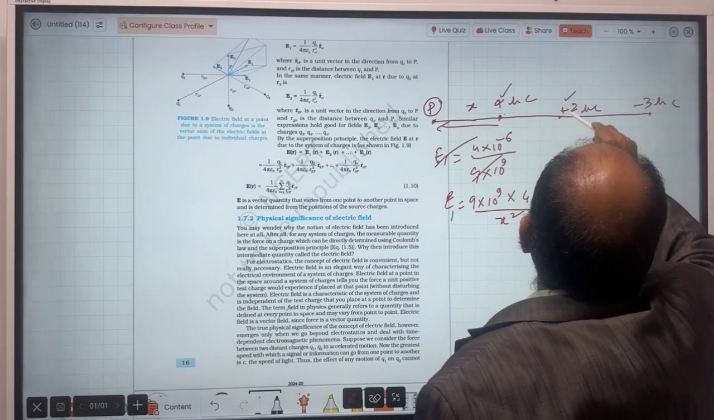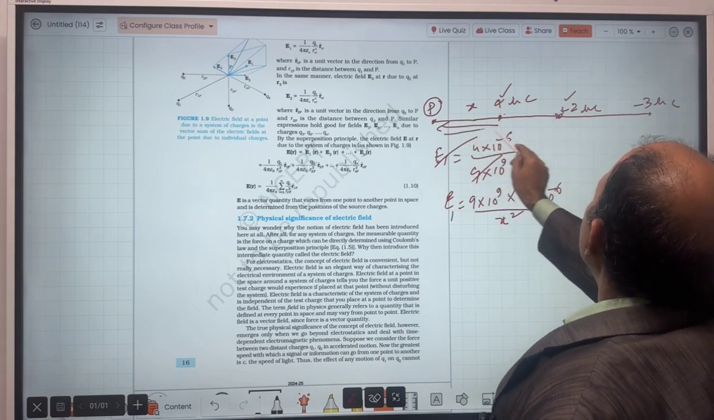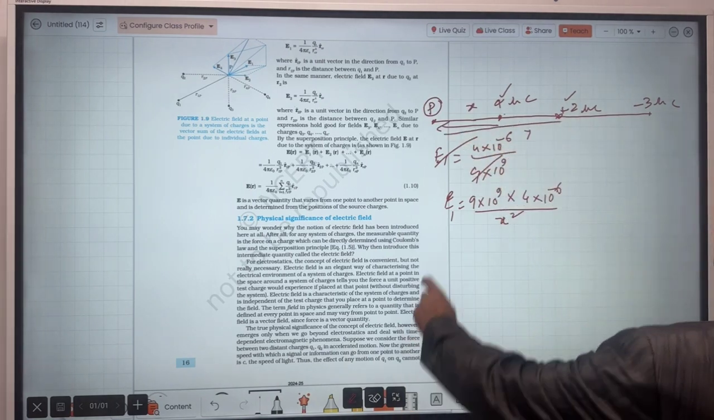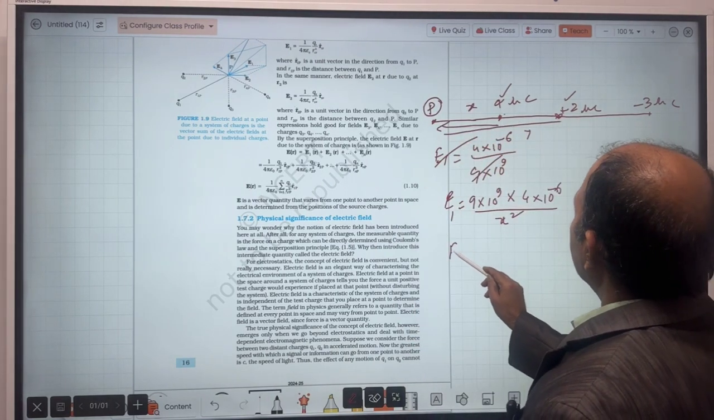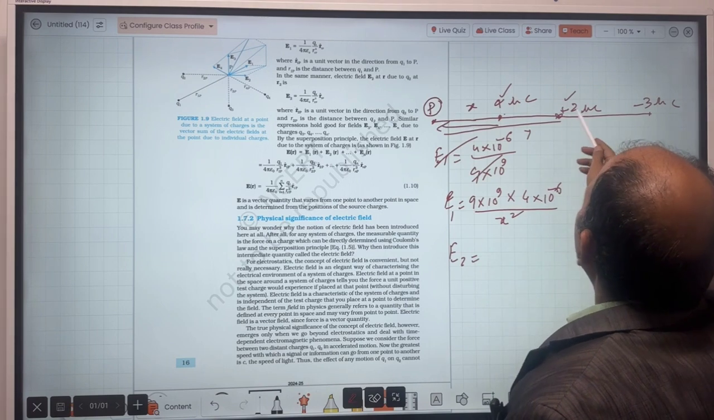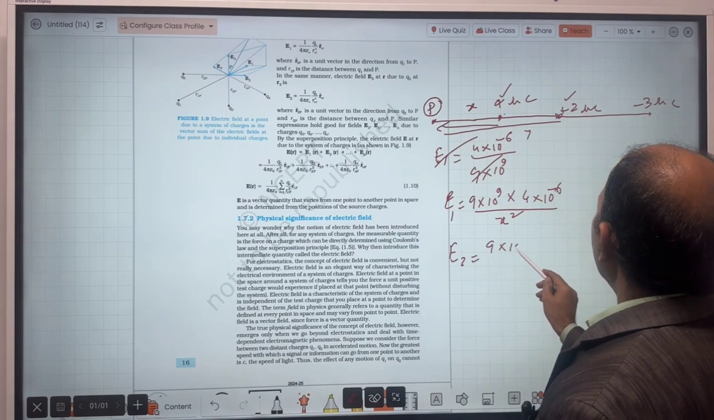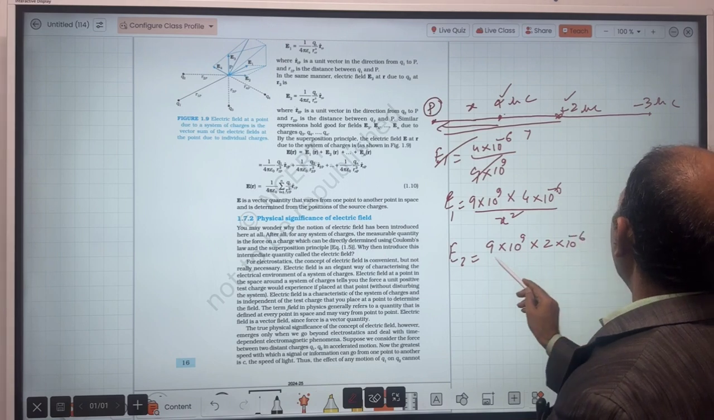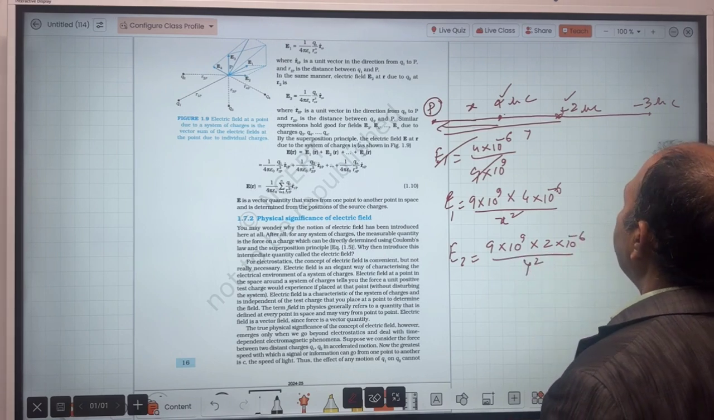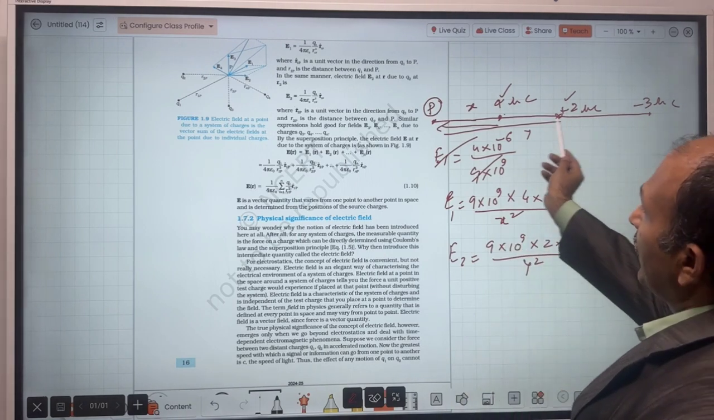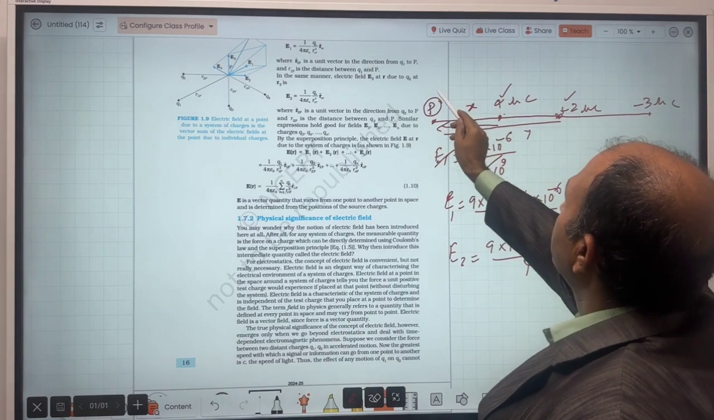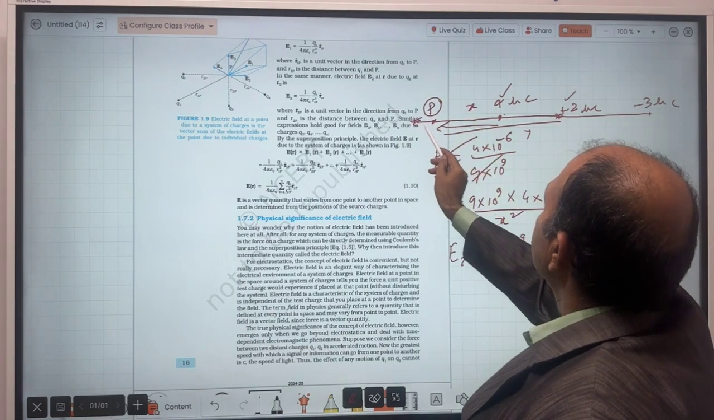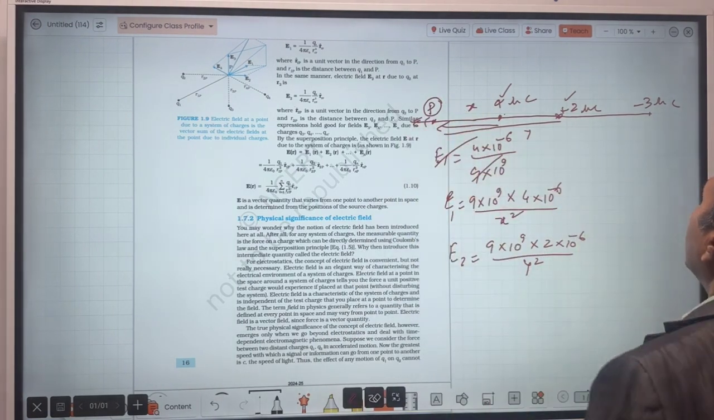And then consider this. Suppose this distance is y. So the electric field at the same point will be equal to 9 into 10 to the power 9 into 2 into 10 to the power minus 6 divided by y square. Its direction will also be in the same direction, it will be like this, first and second. So they will add up.